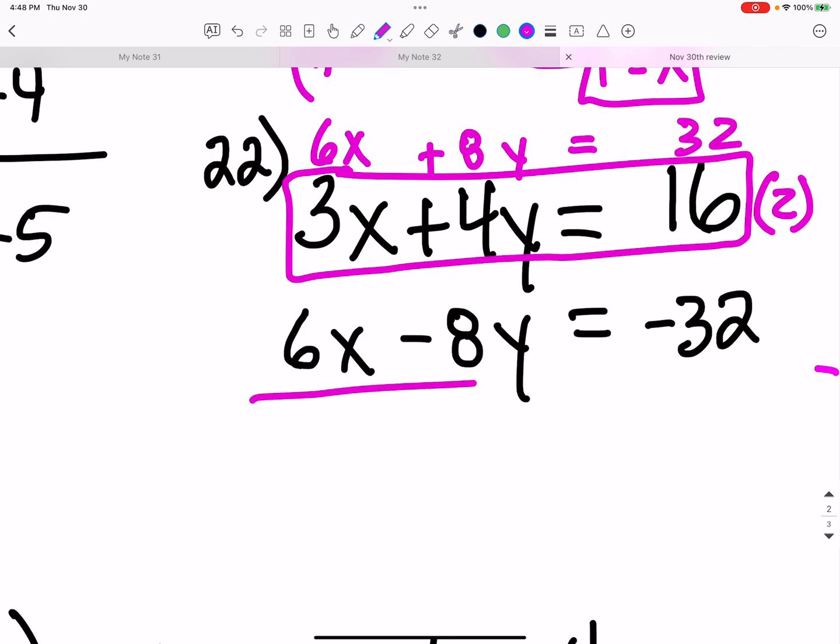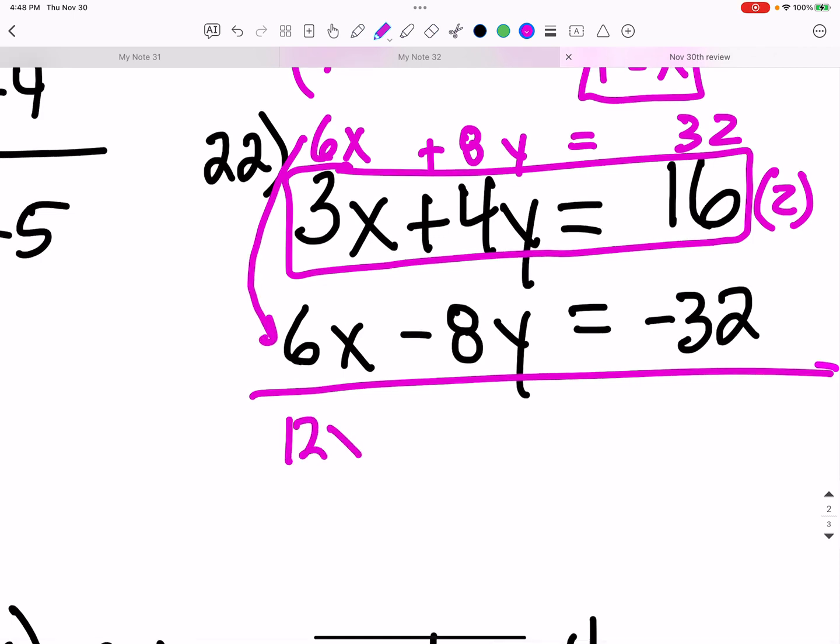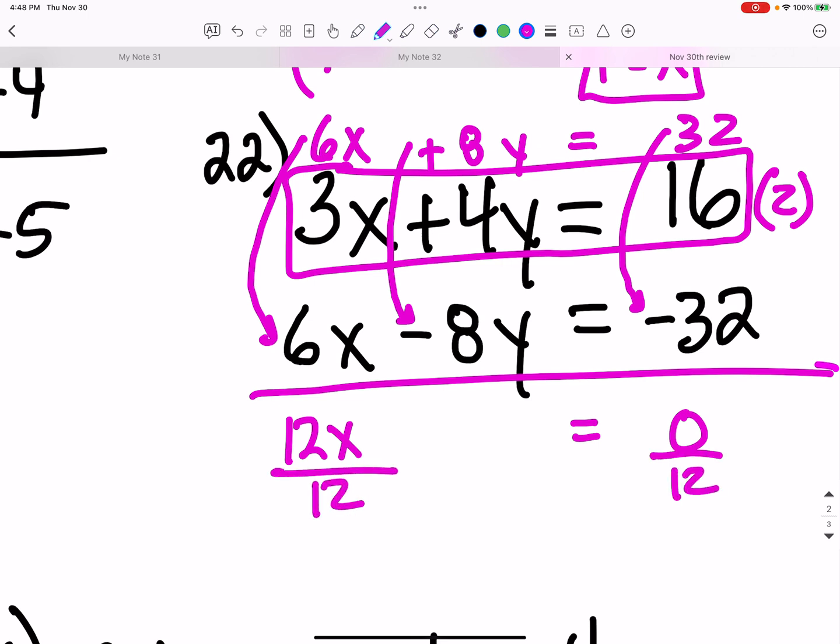All right, let's add these up. 6x and 6x, those don't cancel each other out. Those are both positive. That's 12x's. 8y's and negative 8y's kill each other off. I've got 32 and negative 32 is 0. All right, 12x equals 0. Some people say no solution, but no, the x is still in there. We divide by 12. X equals 0. 0 divided by 12 is 0.